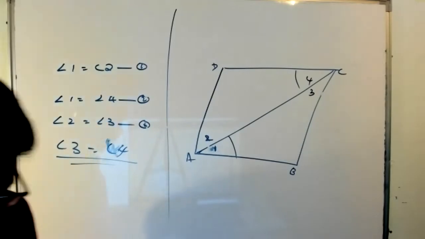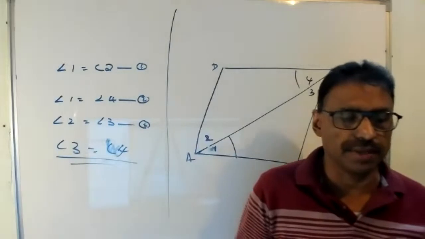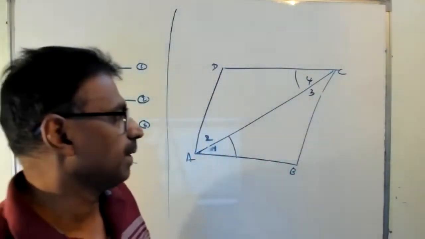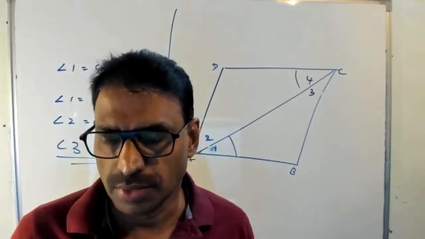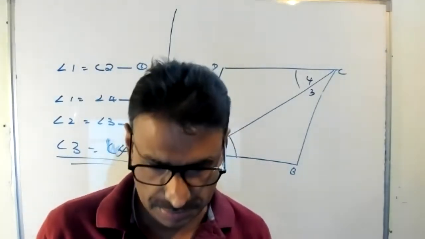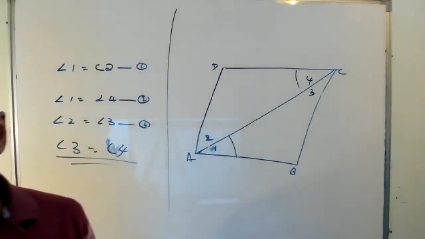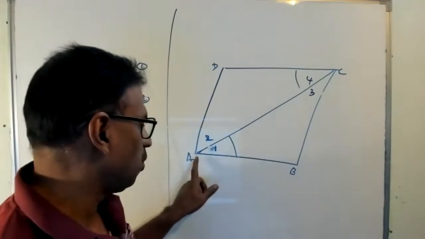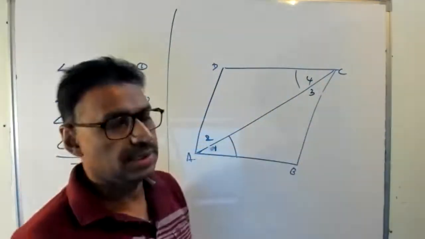Now we are sure that ABCD is a rhombus. Now look here. When does a parallelogram become a rhombus? Tell me. When all sides are equal, or adjacent sides are equal is enough. If we can show AB equal to BC, that's enough.